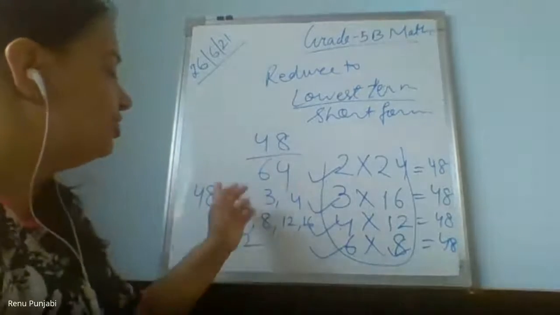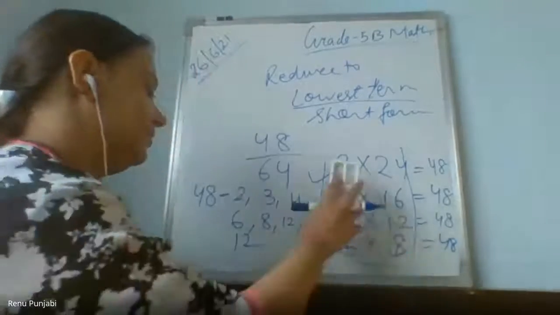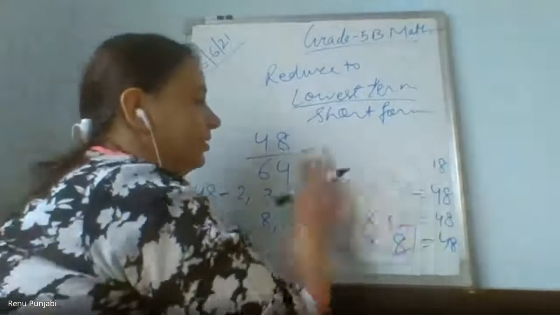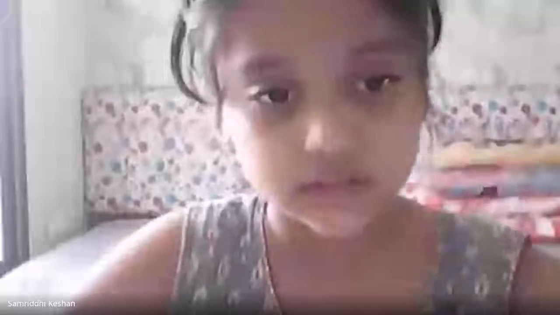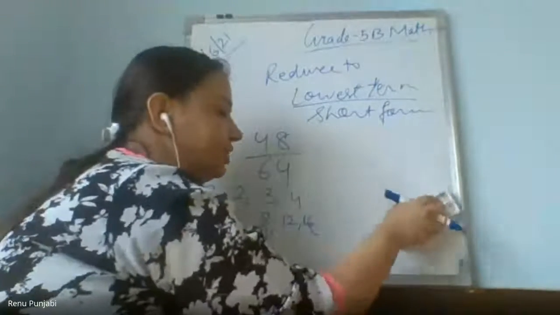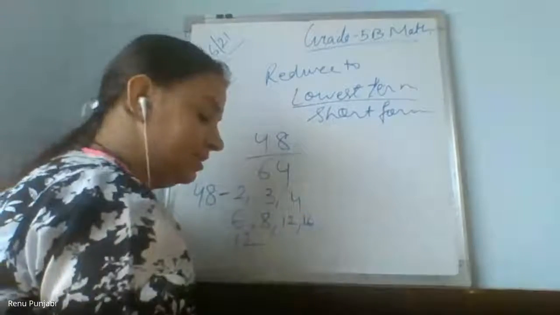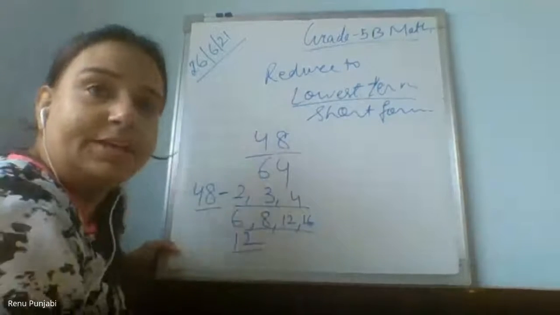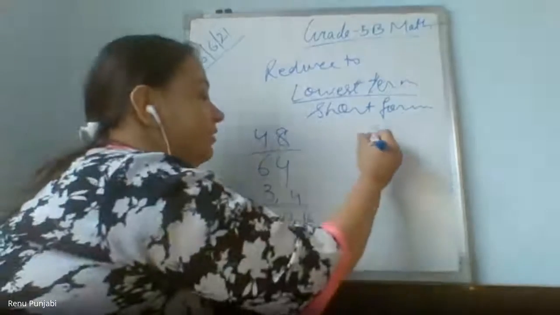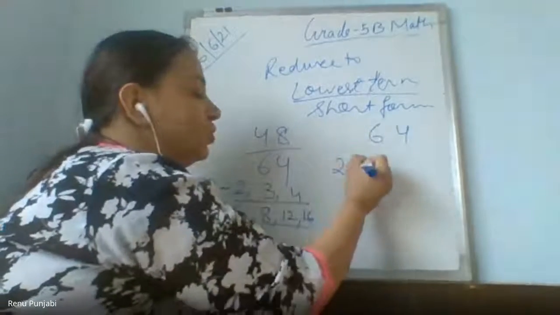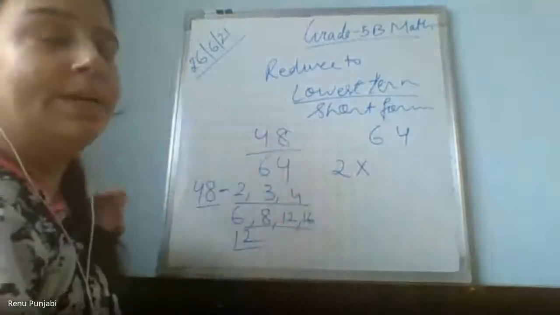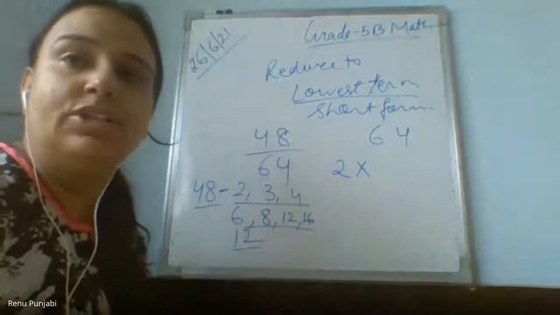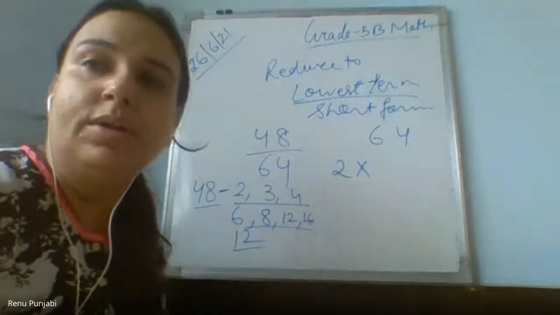Okay. Now check with 64 the same way. Please start doing it in your notebooks. If you have notebooks near you, start doing and tell me the answer. Tell me all the numbers, the way we have taken them out for 48. Do it with 64. Start with 2. Always start with 2. Is 64 divisible by 2?